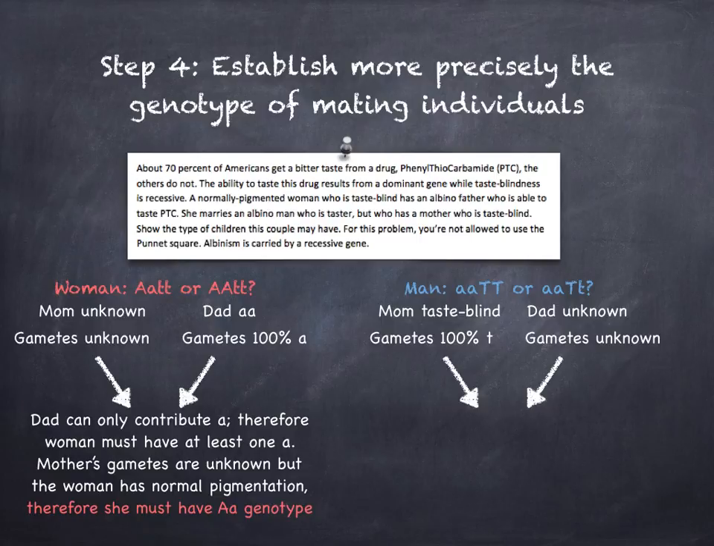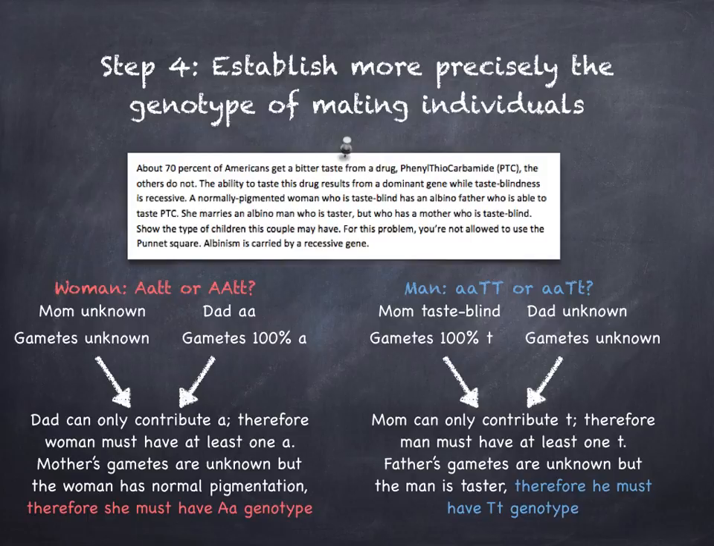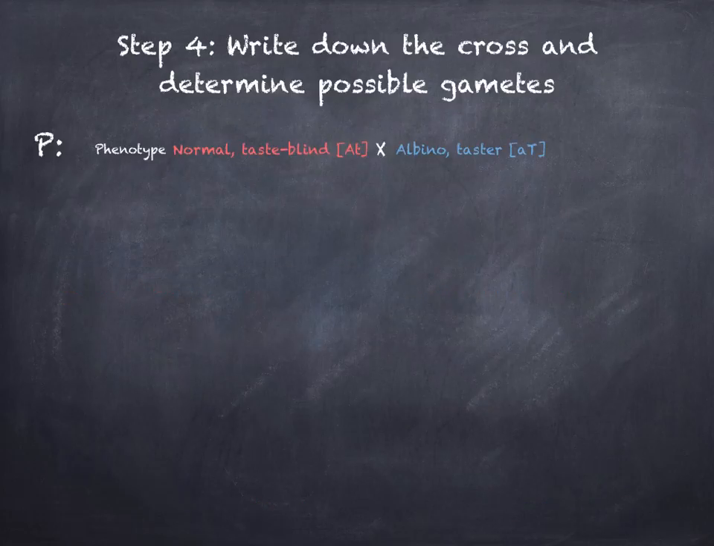Therefore, we know that the man necessarily has a genotype that is big T, small t, because he received an unknown gamete from the dad, but this gamete must have carried a big T because the man is a taster, and the mom could only contribute small t, or non-taster, gametes. So now that we have the precise genotype of the two parents, we will need to determine their gametes and the chains of production of these gametes.